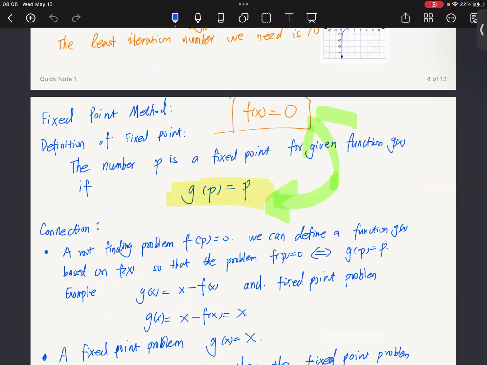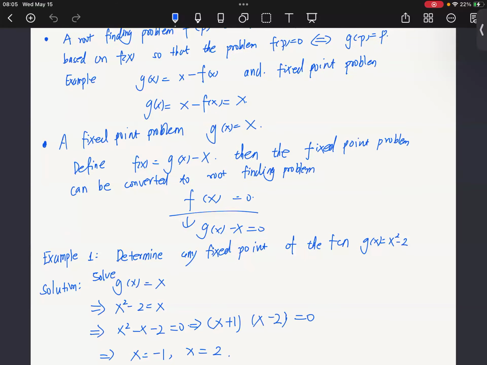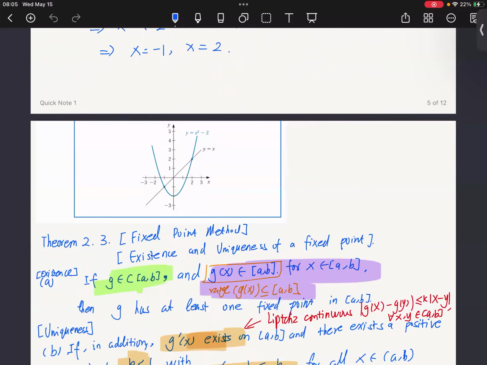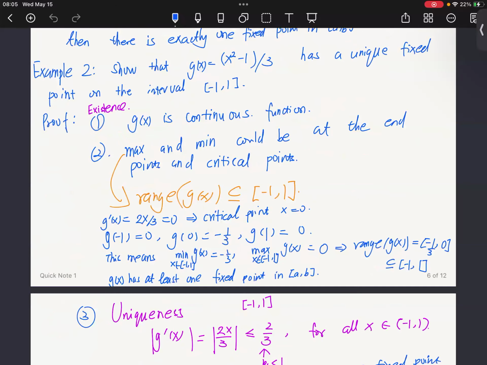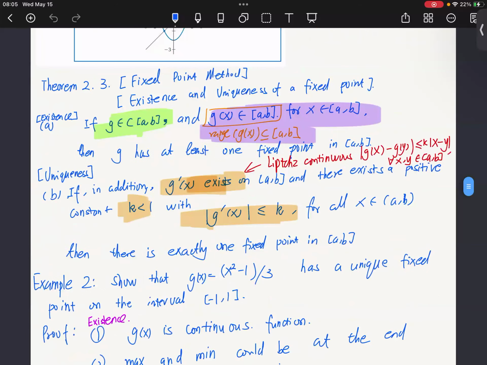And for the fixed point method, we define a new problem, the fixed point problem, which is just g(p) equals p. And for the fixed point method, we use the g function to generate a sequence of numbers. So theorem 2.3 shows you the existence and uniqueness of the fixed point for the g function.